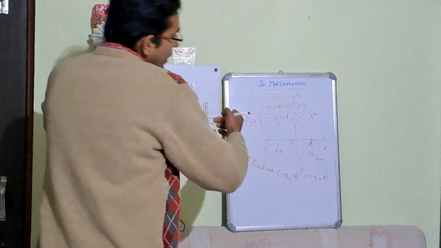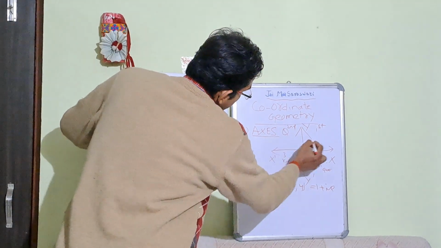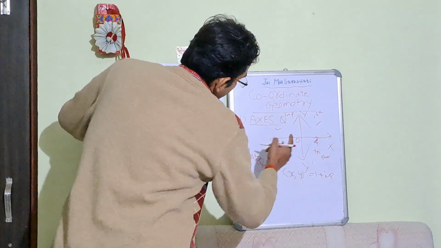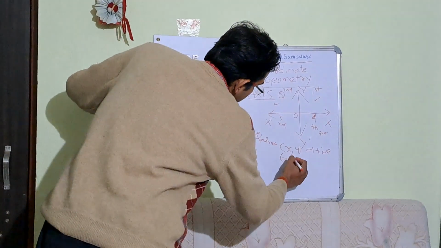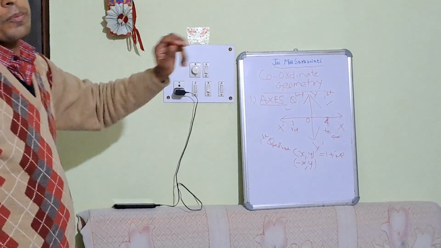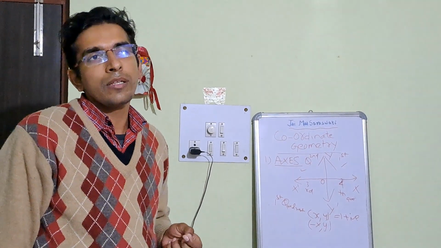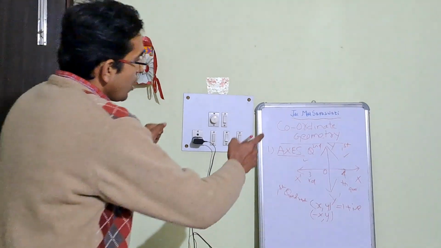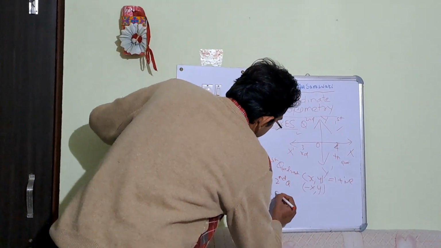In the second quadrant, this is the first quadrant, this is the second quadrant. In the second quadrant, x will be negative and y will be positive. In the third quadrant, we will be discussing here.